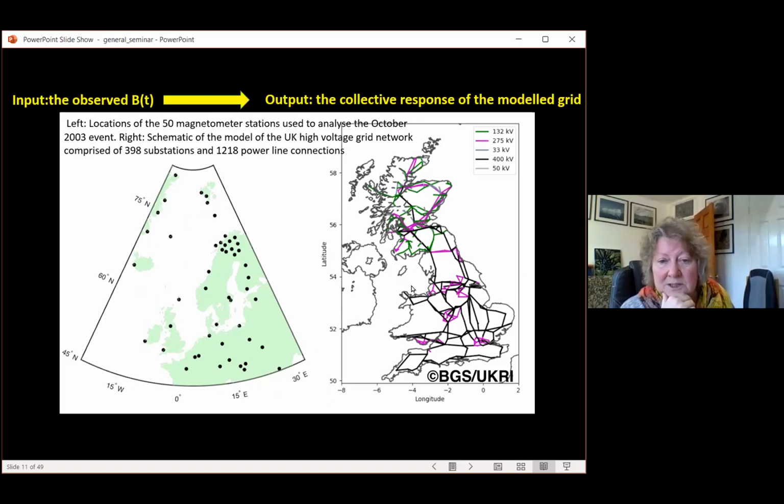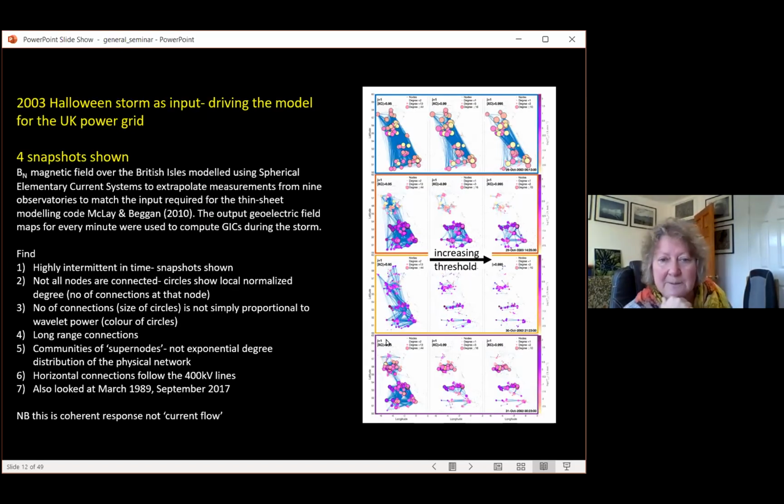I want you to notice these big long lines, the high voltage lines going across the country. When you do that, and these are a few snapshots looking at a modeled storm, a big one, the Halloween storm, you can see it picks out these horizontal lines in the grid structure. So we're answering the question, and this was Karen's question, if you've got a signal in one part of the grid, can it tell you what's going to go on in the other part of the grid? That's quite useful. And the answer is, yes, it can, but it's very intermittent. So you can see these kinds of connections.